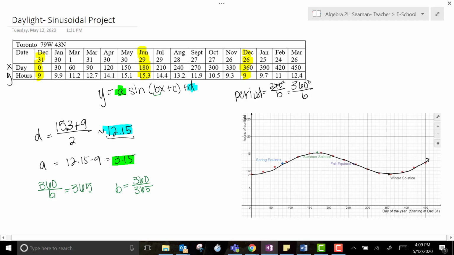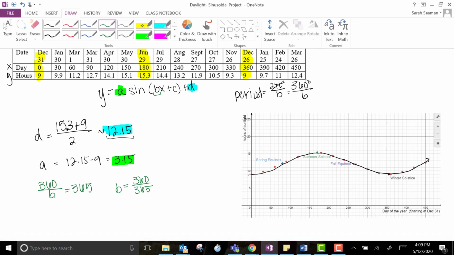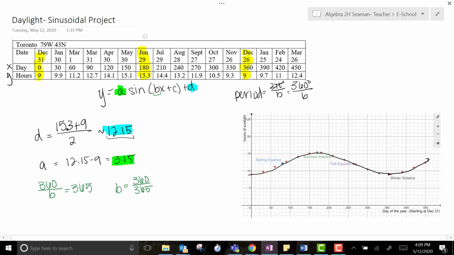The last bit is the shift that's occurring, or this C value. Remember that the shift is how much right or left. My sine curves start at the midline, so they need to start at that midline. Ooh, another thing I just noticed is that the midline goes straight in between my spring and fall equinox. Coincidence? I think not.